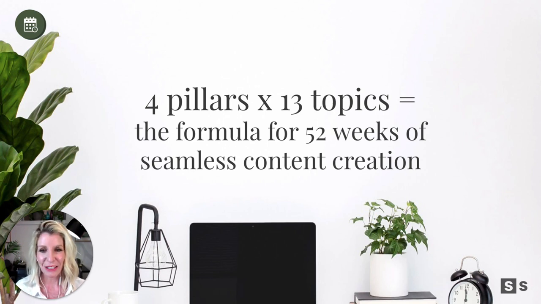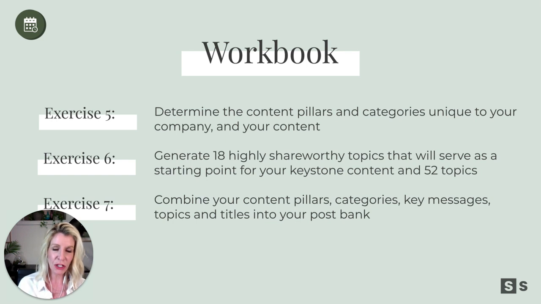So let's see what this looks like. We're going to determine our content pillars and categories and then start to think about our content. So we'll start with 18 of these share-worthy topics that can serve as the starting point. If you want to go further, by all means. In the next module, I'm going to show you a tool that makes this really nice and easy to kind of create in a digital environment as opposed to a notebook or an Excel spreadsheet. And then we're going to combine all of these wonderful pieces into something called our post bank. So let's see what it looks like.